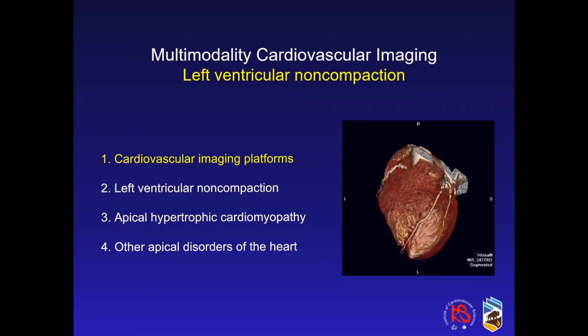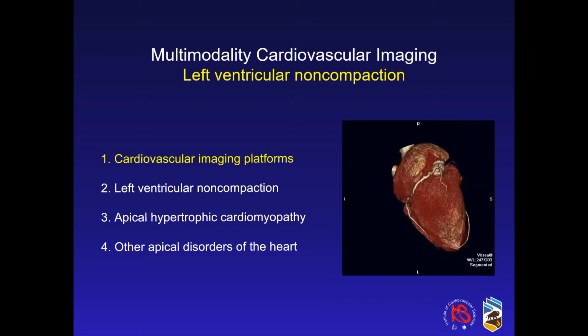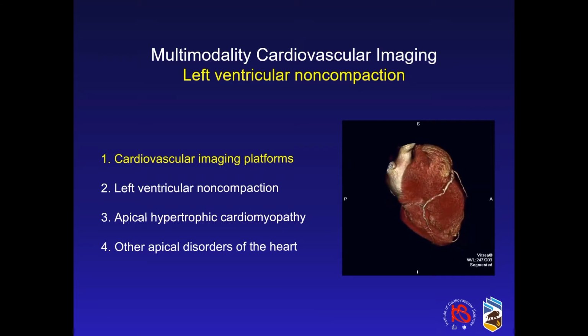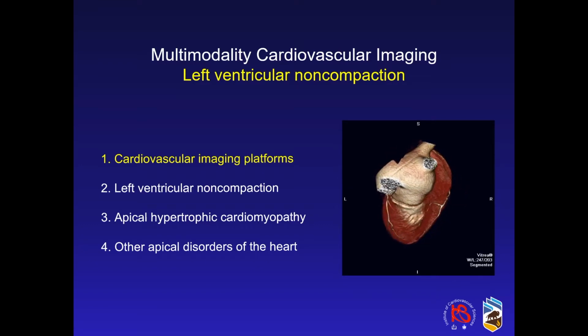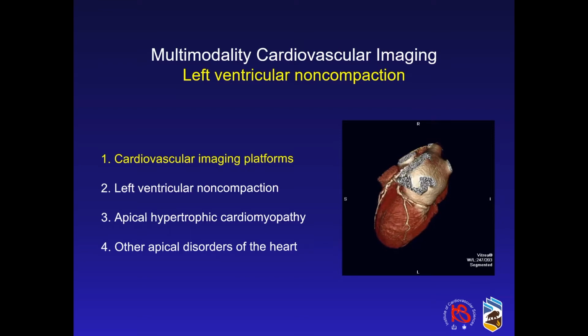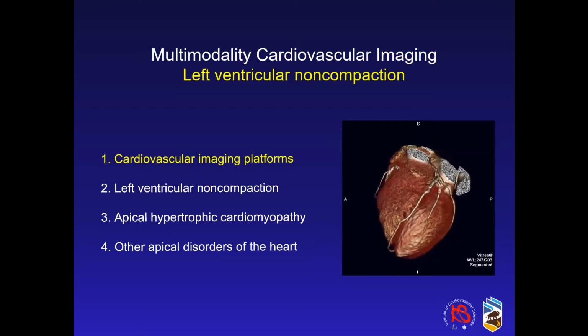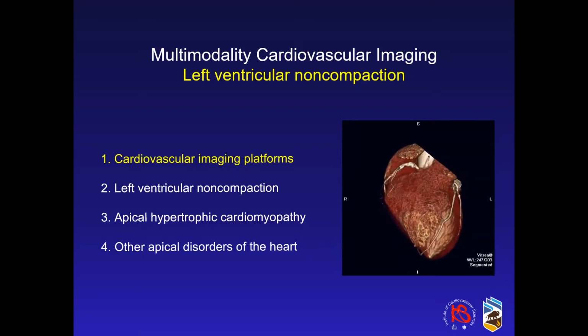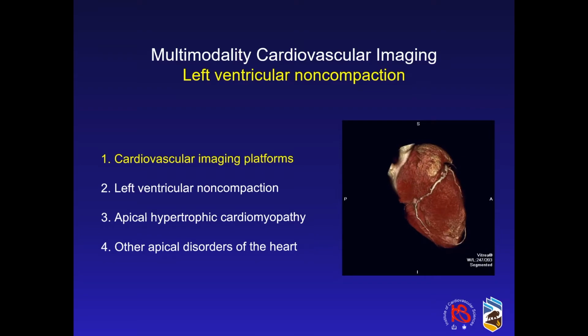With respect to the outline of today's brief talk, we're going to focus on 4 key items. 1, an introduction to the various complementary imaging platforms in 2020, followed by the diseases that are associated with an apical cardiomyopathy, specifically LV non-compaction, apical hypertrophic cardiomyopathy, and then finally other apical disorders of the heart that one must consider in the differential diagnosis.